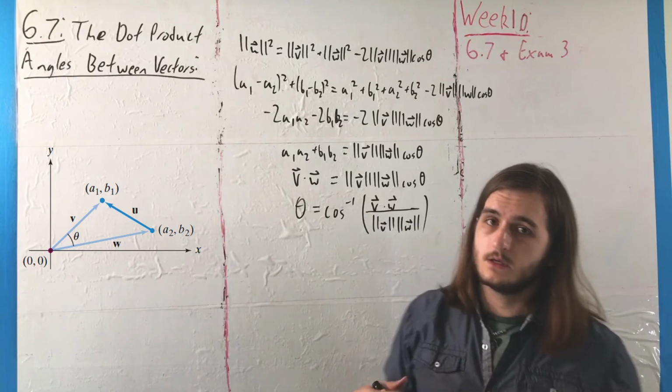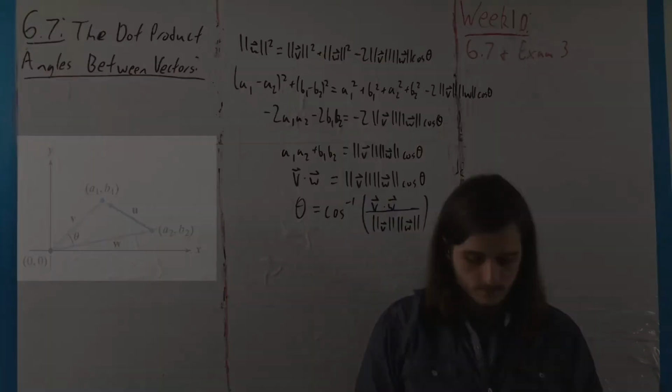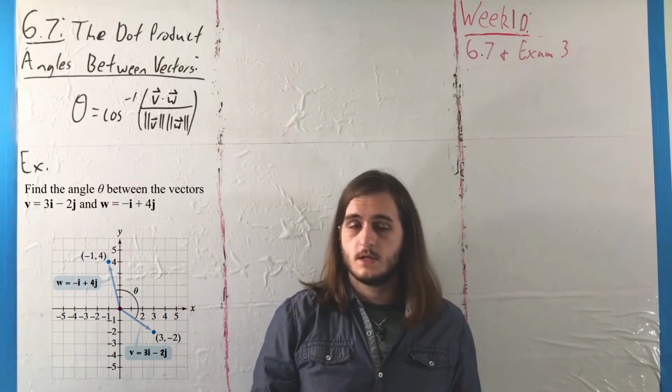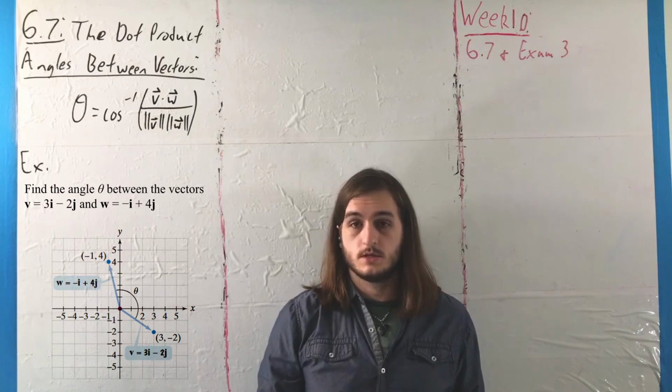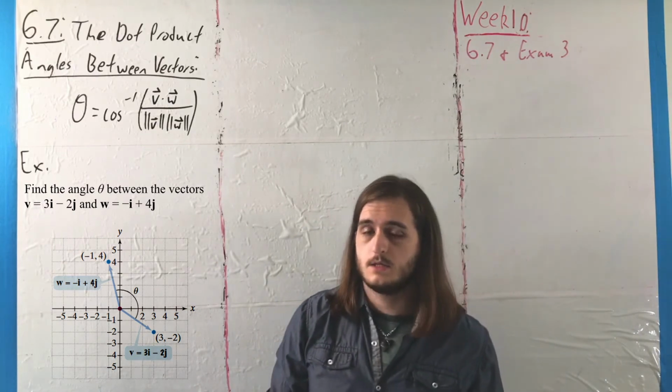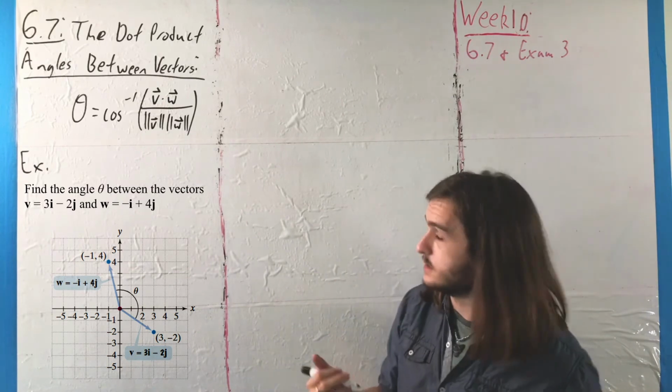And to understand this, we're going to look at an example. So for this example, we want to find the angle theta between vectors v equals 3i minus 2j and w equals minus i plus 4j, where we have them graphed like so. What we're going to need to do is just find the pieces we need to plug into that formula. In this case, we can start by finding those magnitudes.